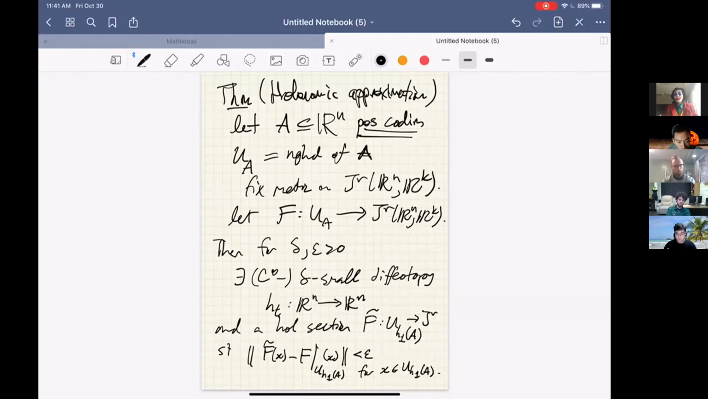And the neighborhood of the image of the diffeotopy is very small. It's going to be contained inside of the neighborhood of A. So you can actually compare these values here. Right, X is inside of U_H1 of A, and that's also going to be contained inside of U of A.